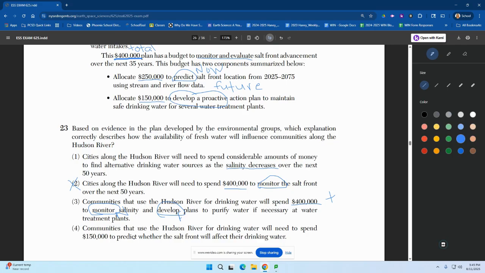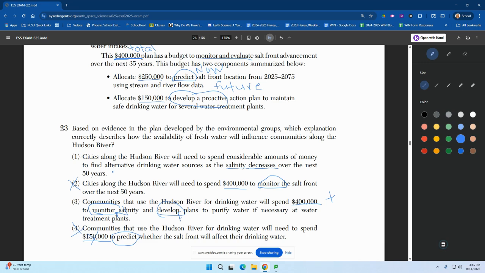4 says communities that use the Hudson River for drinking water will need to spend $150,000 to predict whether the salt front will affect their drinking water. Okay, so it says communities will allocate $150,000 to develop a proactive future action plan. But when we look for predict, the now, that was not $150,000, that was $250,000. So our number value makes that incorrect, right? Our $150,000 was to develop an action plan, not to predict salt front locations. Okay, so 4 was not correct.